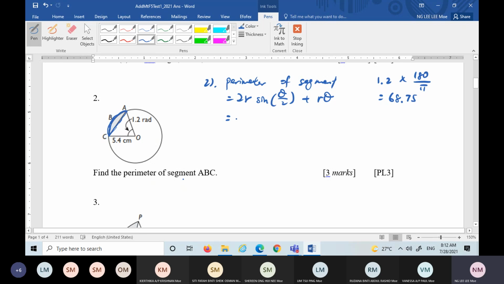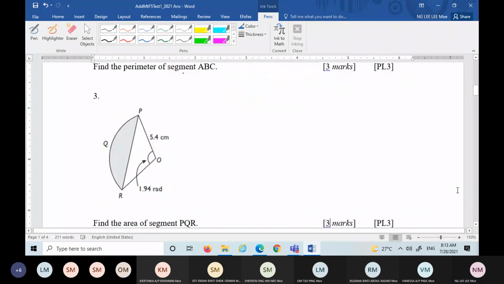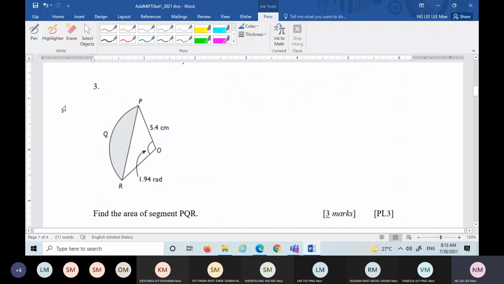Okay, so now I start. 2 times R, which is 5.4, times sine of theta in degree, which is 68.75, divided by 2. Plus R again, 5.4, times theta again, this time in radian, which is 1.2. Therefore the answer is 12.58 centimeter. This is for question number 2. Now we come to question number 3.